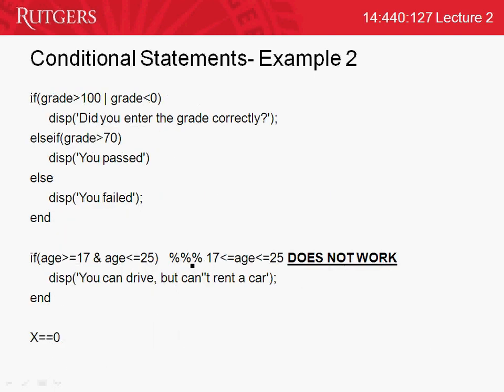And here's another example of conditional statements. One thing I want to point out here is this interesting example, 17 less than or equal to age, less than or equal to 25. Again, that doesn't work, as you might have noticed in your homework, from recitation problems last week.